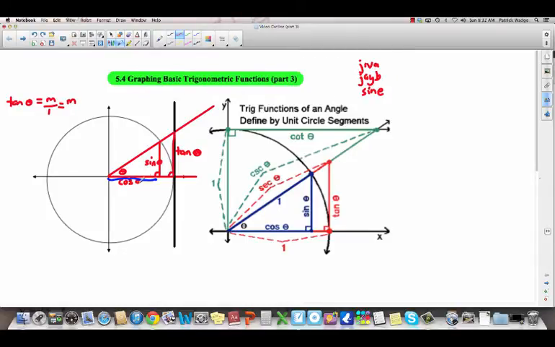How about cosine? Where did cosine come from? Well, cosine was originally written as co-sine. It's the complementary angle to sine. Because remember what complementary angles are?